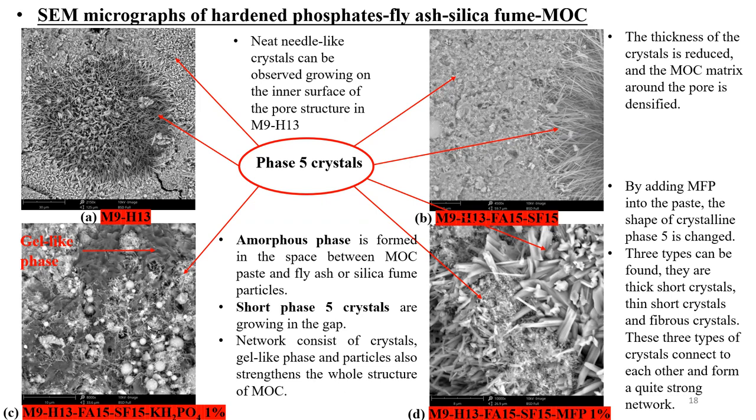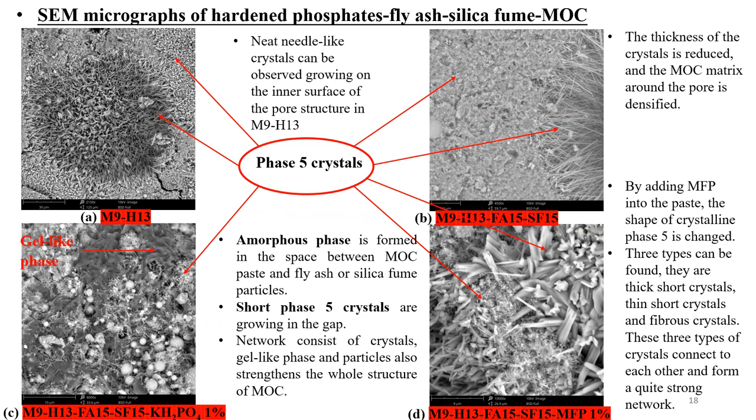So we can also see, and then there are some gel-like phases formed. This amorphous phase is formed in the space between MOC paste and fly ash or silica fume particles. And then these are short phase 5 crystals and they are growing in the gaps. Network consists of crystals, gel-like phases and particles actually enhance or strengthen the whole structure of the MOC. So this also explains why this material has better water resistance than the other.